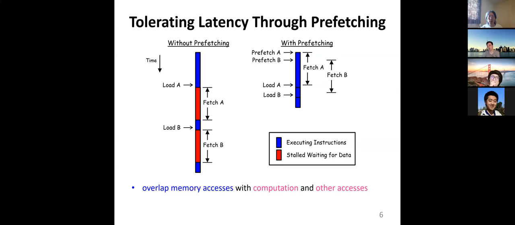In reality, things are a bit more complicated. There can be parallel threads, but fundamentally, there's no difference. Prefetching is useful even for a single thread. I just got confused at the point where you can fetch two variables at the same time. Yeah. So think about it this way.